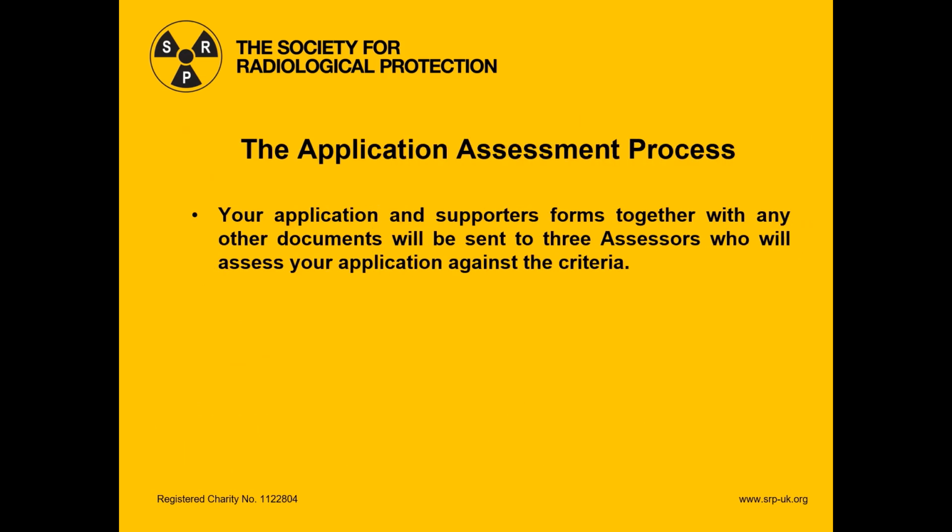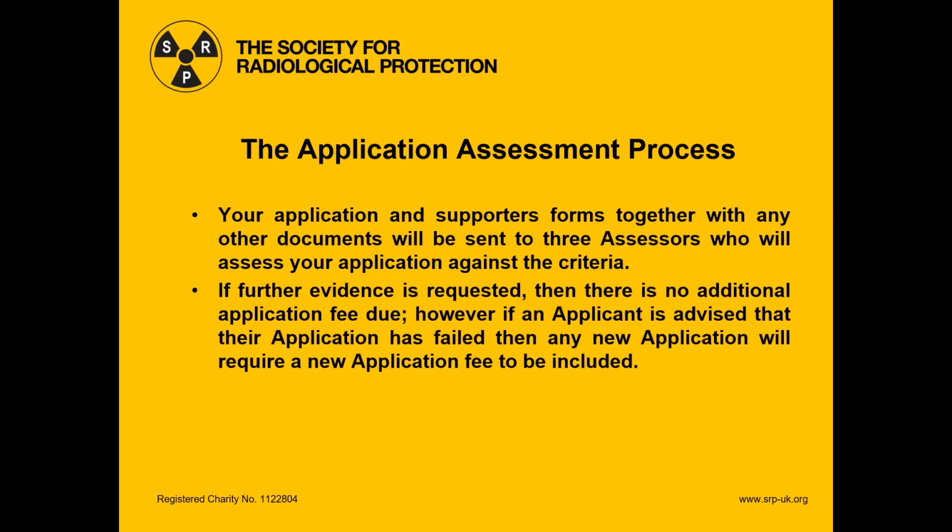The application assessment process is really very straightforward. When your email is received by the SRP office, your application and supporters forms, together with any other documents, will be sent to the 3 assessors who are going to assess your application against the criteria. If further information is required by the assessors, you will receive a request via the SRP office and no additional application fee will be due.